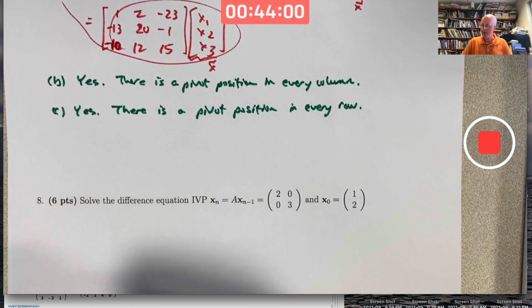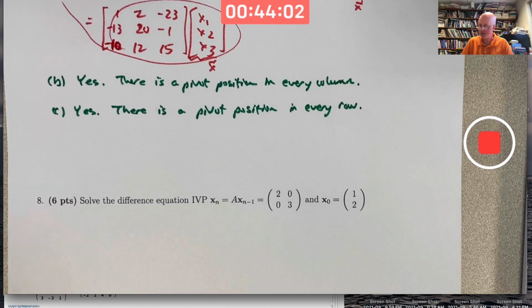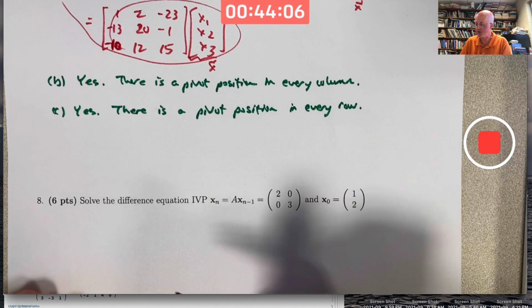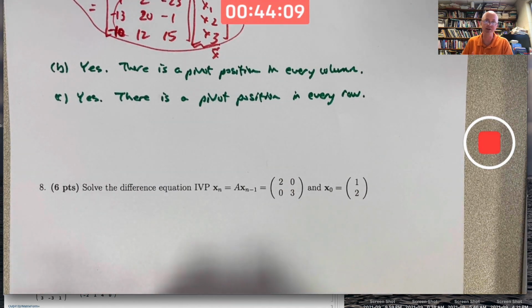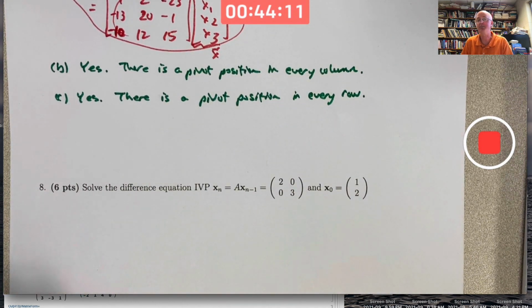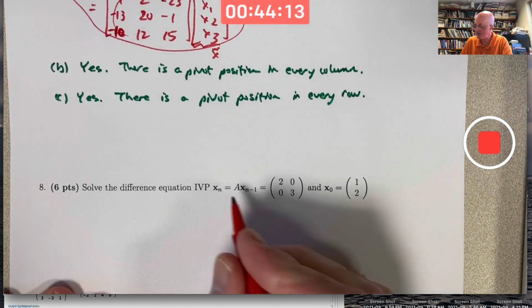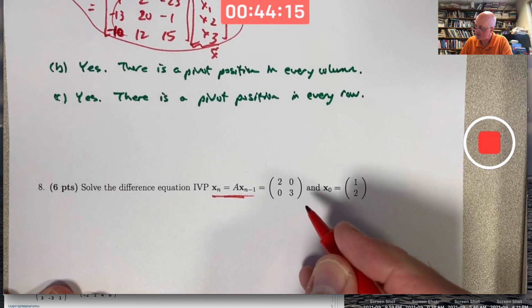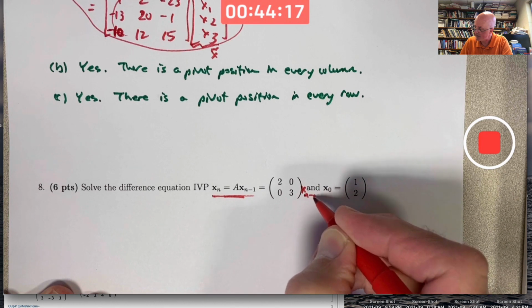Number 8, solve a difference equation initial value problem. I am teaching right now the combo course, differential equations with linear algebra, and so we're talking about both differential equations and difference equations. But even when I teach a pure linear algebra class, I often talk about difference equations. Oh, and there's a typo here. There should be an x_{n-1} there as well.